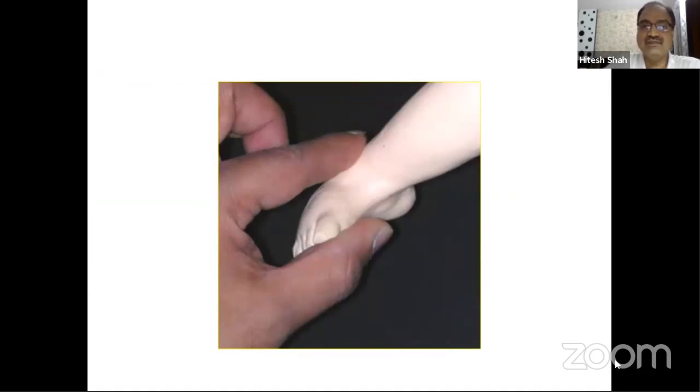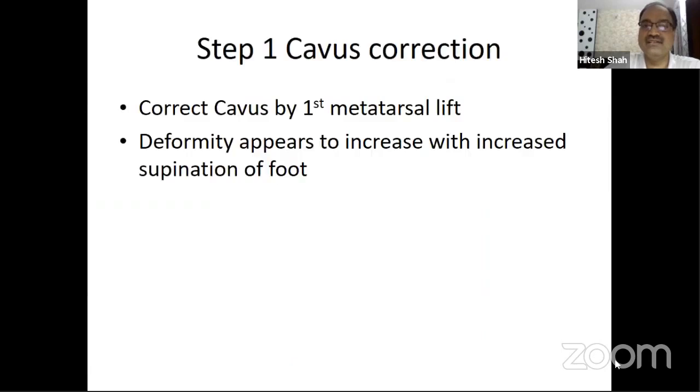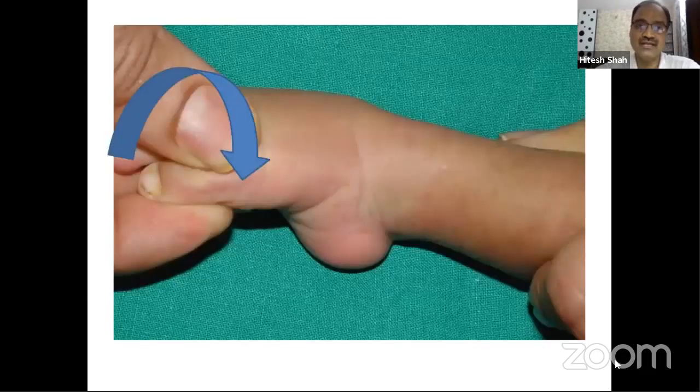So lift, this is the side view. Is that just a lift of the first metatarsal to correct the cavus? The very simplest method is to correct the cavus by lifting the first metatarsal. And many times for the laymen and parents, the deformity appears to be more when we increase the supination, because the hind foot would already be there in varus and equinus. So when we keep the forefoot in alignment with the hind foot, sometimes it will appear more, but we need to reassure on the first metatarsal.